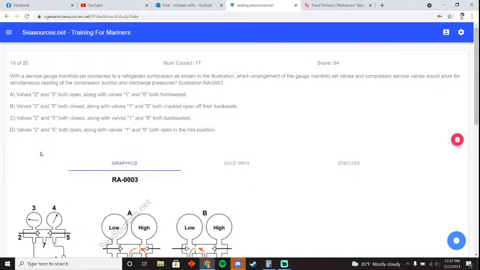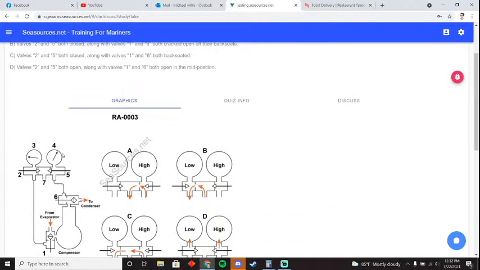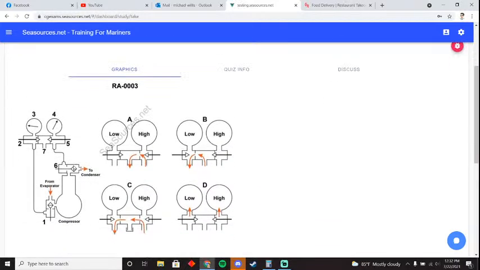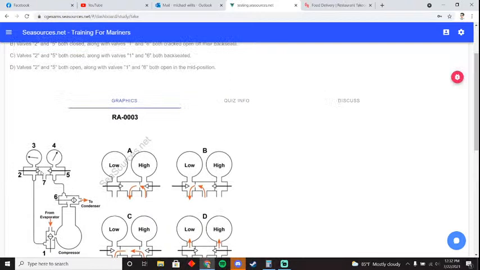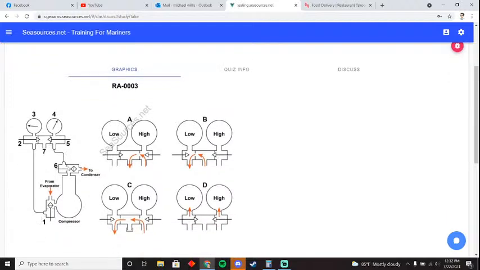With a service gauge manifold set connected to a refrigerant compressor as shown in the illustration, which arrangement of the gauge manifold set valves and compressor service valves would allow for simultaneous reading of the compressor's suction and discharge pressures? So we're looking at this illustration right here. So what needs to happen? You actually have to close these 2 and 5. Then you have to look at 1 and 6.